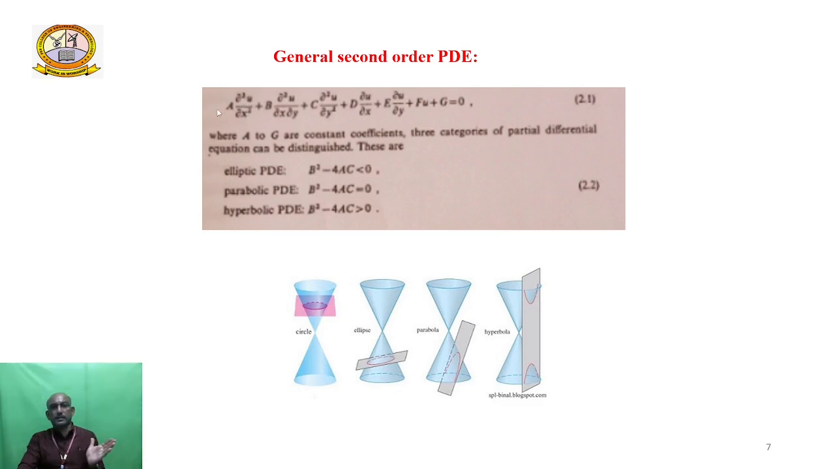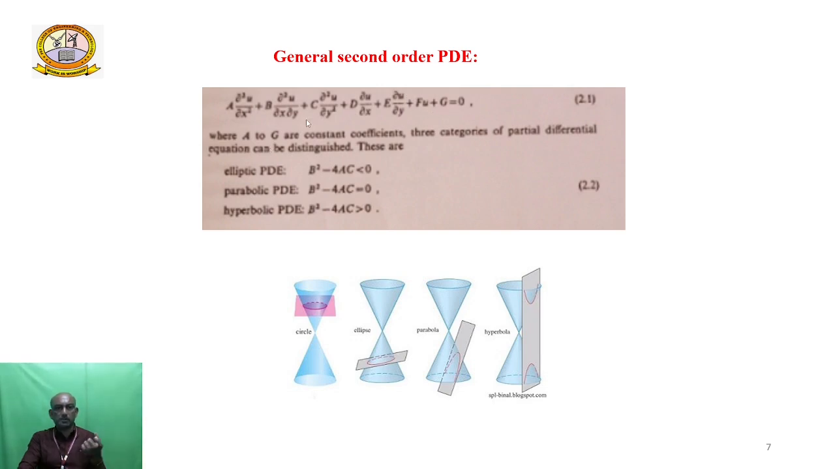The coefficient is a. Then another second order differential in both directions, x direction as well as y direction, the coefficient is b. Then the second order differential in the y direction, that is ∂²u/∂y², the coefficient is c. Then another is the first order differential, ∂u/∂x. Another first order differential in the y direction, ∂u/∂y. Then a function and some constant equal to 0.